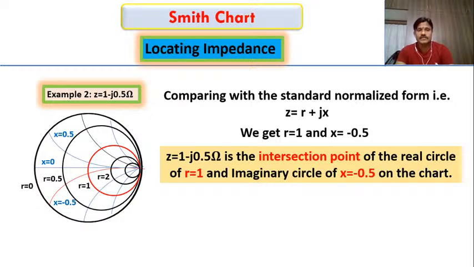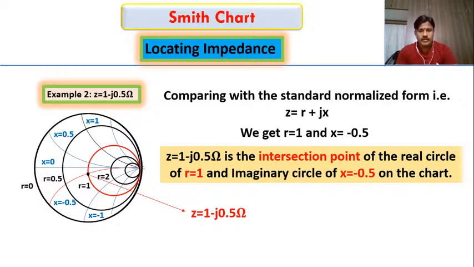So where is the intersection of these two? Let us represent the remaining values also. Then the intersection of these two circles: one complete red colored r equals 1 circle, another incomplete x equals minus 0.5 circle. They are intersecting at this black dot. So at this dot, how much is the impedance? Z equals 1 minus j 0.5 ohms. Like that, we can represent any value of impedance on the Smith chart.